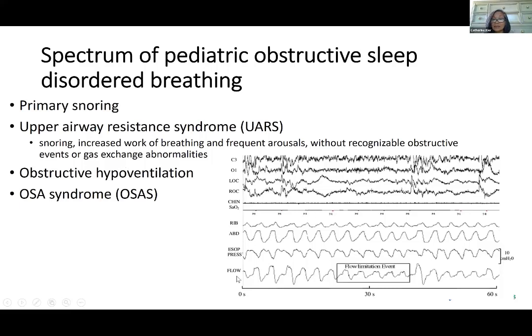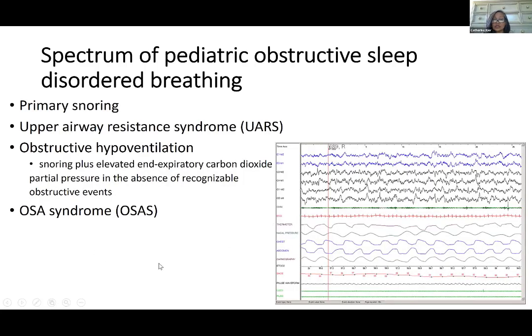So in this example, if you look at the flow, you have a regular airflow and then it starts airflow limitation. And there are associated microarousals because of the feedback mechanism of that airflow limitation, and the patient would wake up and go back to the normal airflow.